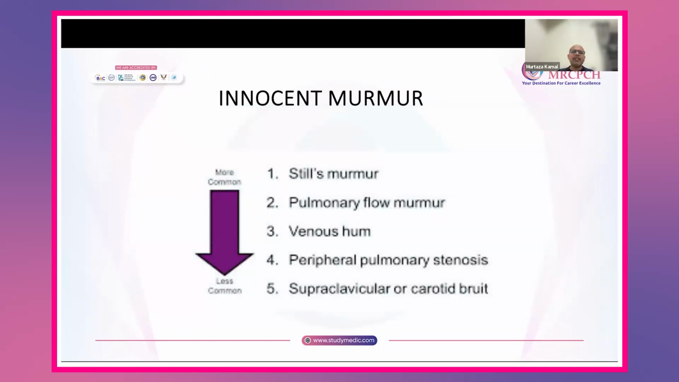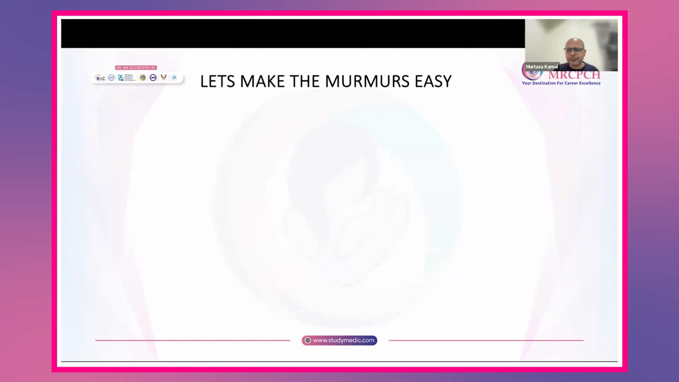The different examples of innocent murmurs are the Still murmur, pulmonary flow murmur, the venous hum, which is a continuous innocent murmur, the peripheral pulmonary stenosis, or the supraclavicular or the carotid bruit. So innocent murmurs are innocent. There is no pathology associated. They are never loud. They are mostly in systole, except the venous hum, which is continuous. They are never in diastole. They are never harsh. They change with posture. So these are some of the things which are characteristic of the innocent murmur, and we all should be aware of this.